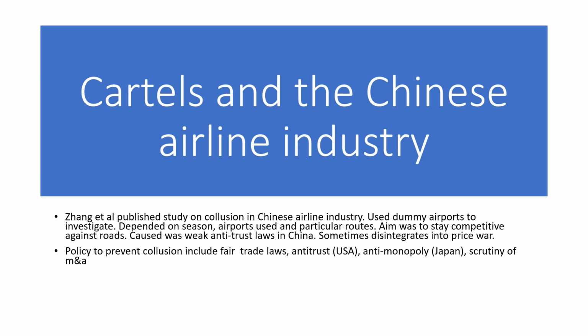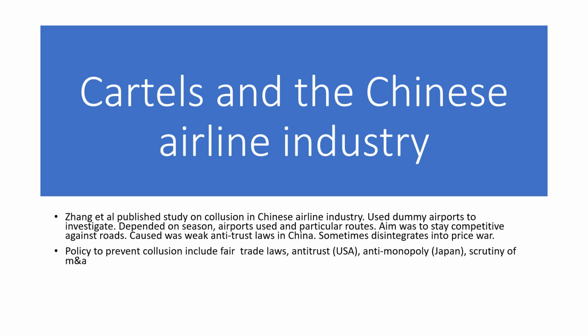It depended on the season, the type of airports used, whether they were busy or not, on particular routes, and also on some of the tourist routes. He found what he thought was evidence of collusion. The aim of all the airlines was to stay competitive against roads. His hypothesis was that it was caused by weak antitrust laws in China. But sometimes, of course, like I said, one of the airlines would go funny and then it would disintegrate into a price war, and then it appeared that they would come back to the table and negotiate.